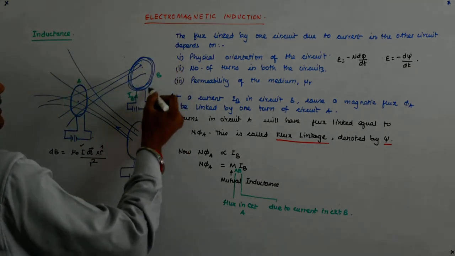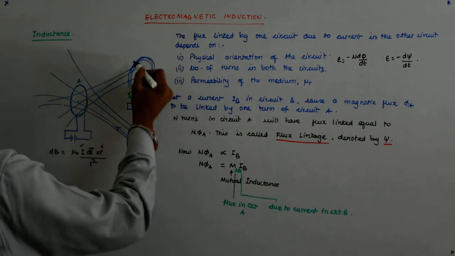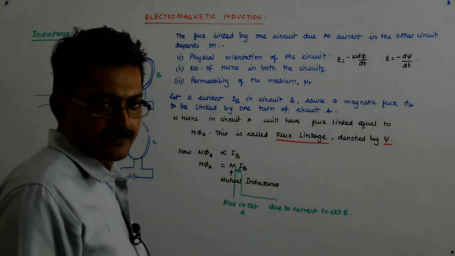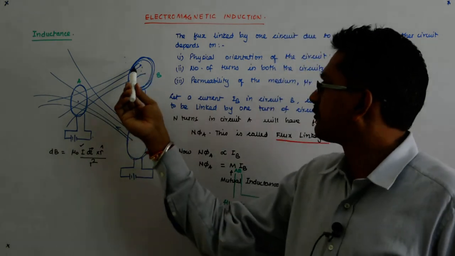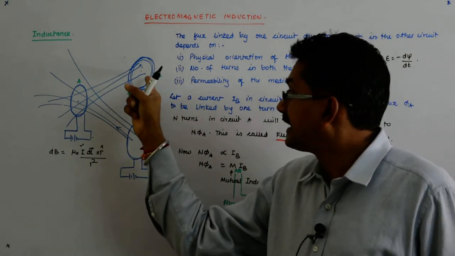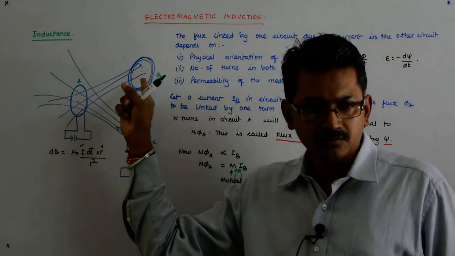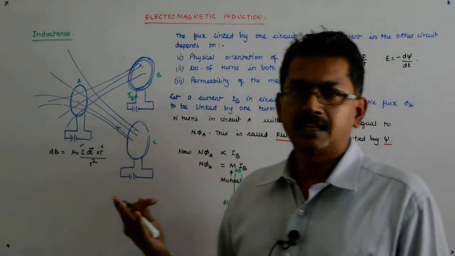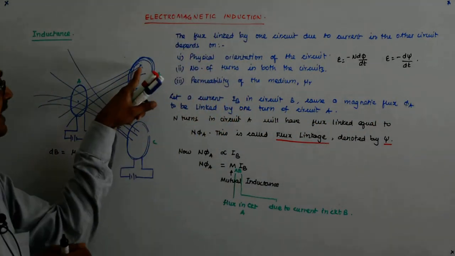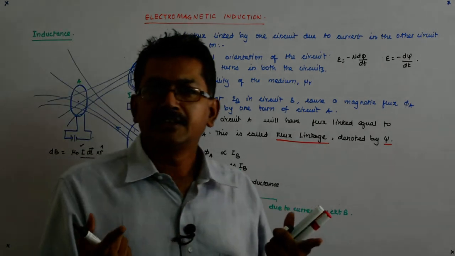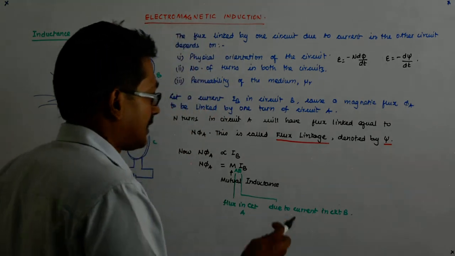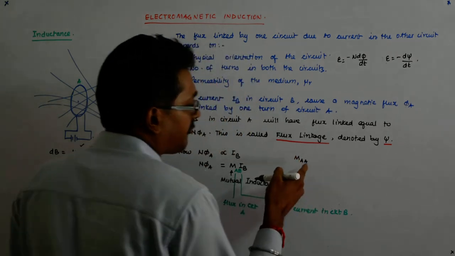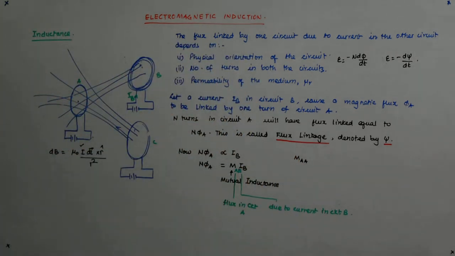We understand. Now, before I move on to a higher level, let me tell you this. Obviously, due to the current in this circuit, there'll be a flux linked with this circuit as well. It creates a field, and that field is also linked by the same circuit. So obviously, there'll be an induced EMF in this same circuit due to the field produced by itself. What I mean to say is there'll also be a thing like MAA, flux in A due to current in A itself.